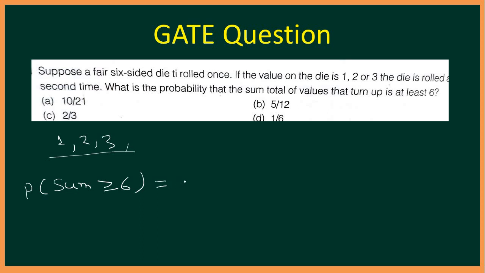For getting a sum greater than or equal to 6, we may roll it one time only, or we may need to roll it two times. We will get 6 or greater than 6 by rolling one time when we get the 6 in the first roll. Only then will this condition be satisfied. So the probability of the sum being greater than or equal to 6 will be like this: probability of getting 6 in the first time.